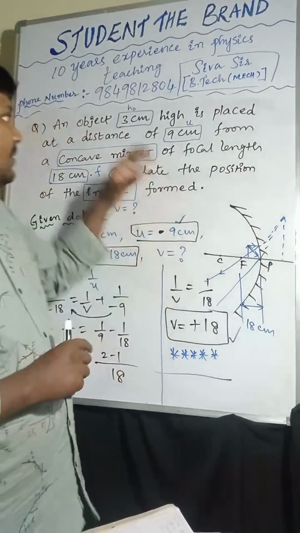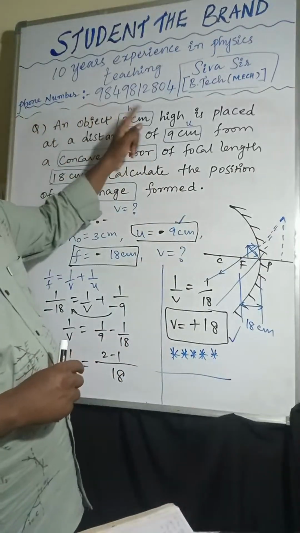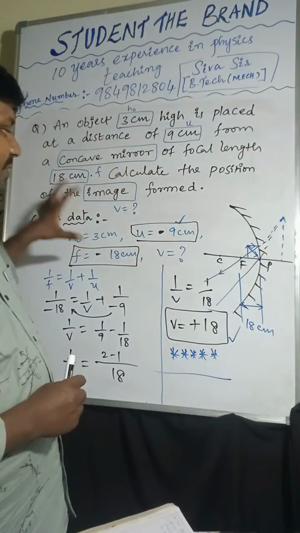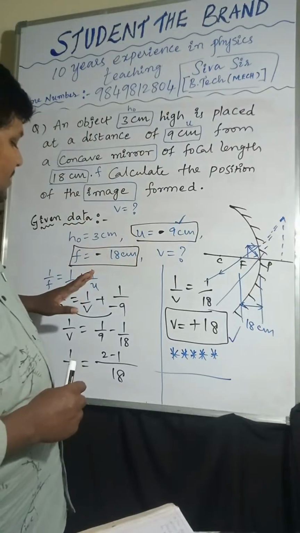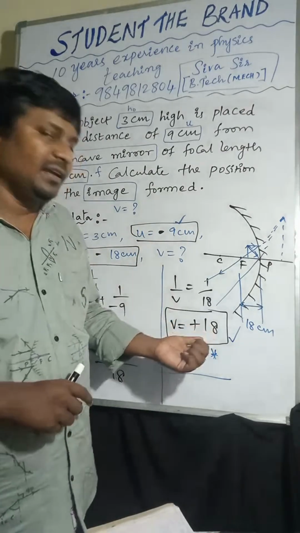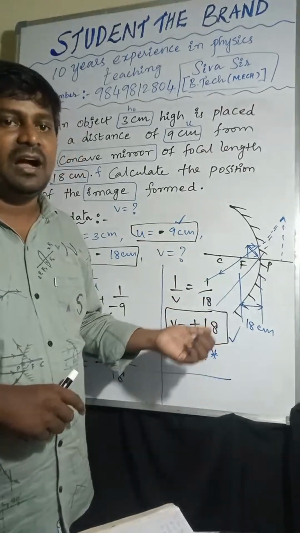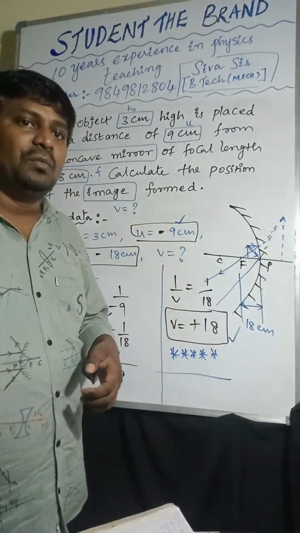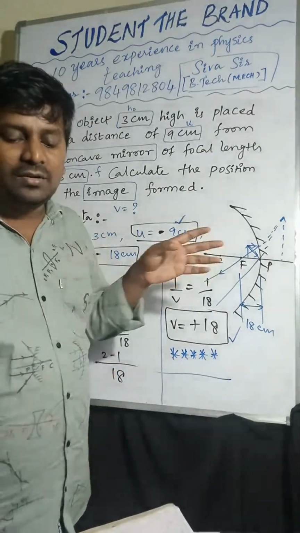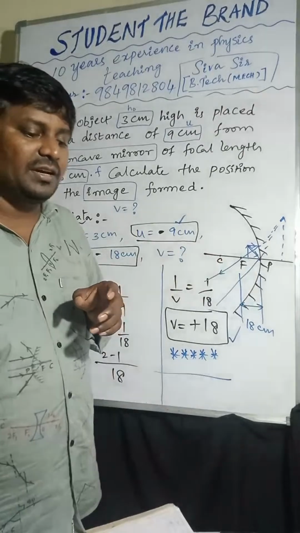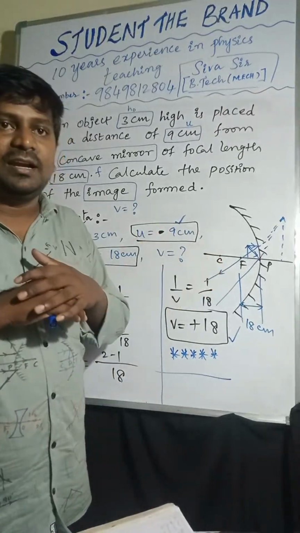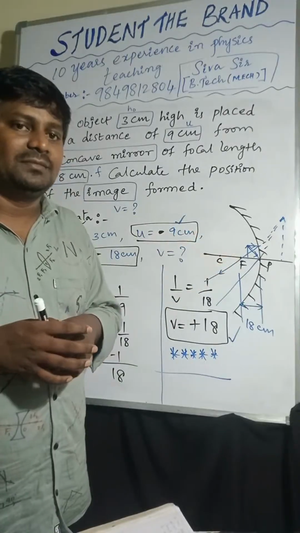Now read the question, identify the data, write the given data, take the sign convention, use the formula, substitute the values, and after getting the final result, you have to check compulsorily, without any doubt, whether you are getting the correct answer or not.